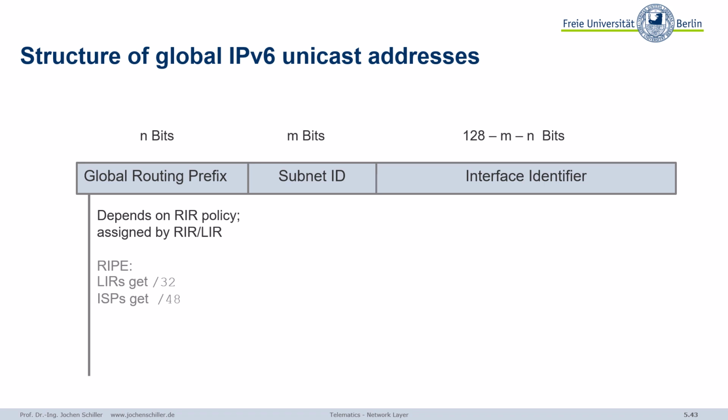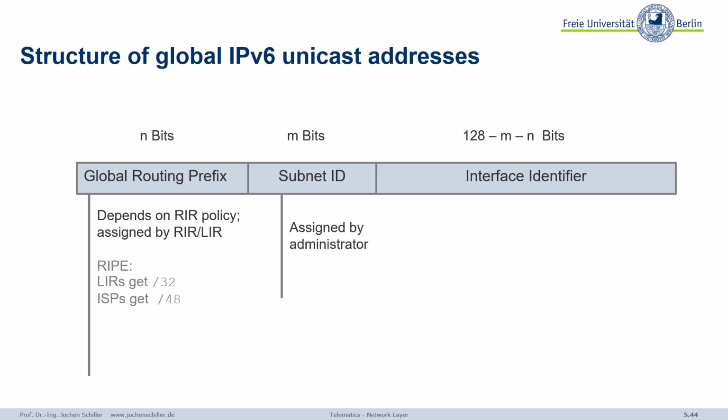The prefix, they have to store all the prefixes. So we'll come back to this. Then there's also the subnet identifier, again assigned by an administrator of the university or a company, to then create all the subnets as we know from IPv4. And then you have the interface identifier. How does it look?